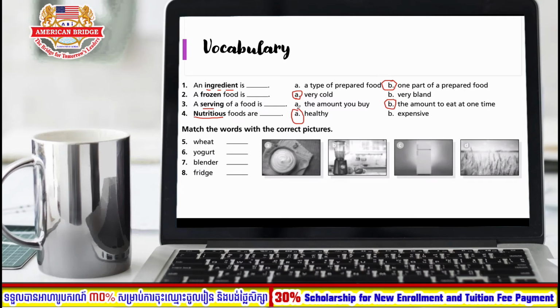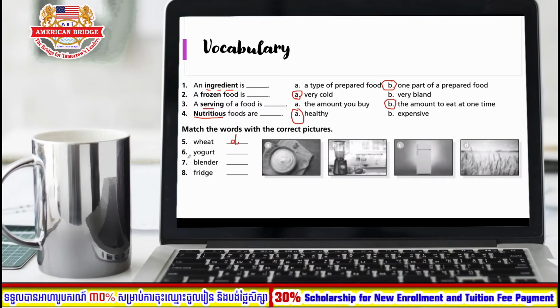Okay, now let's look at these four pictures. You can find this picture in your book, which is on page 70. Now let's look at number 5, which is wheat. So wheat is letter D. In Khmer we call it sreu salai, right?